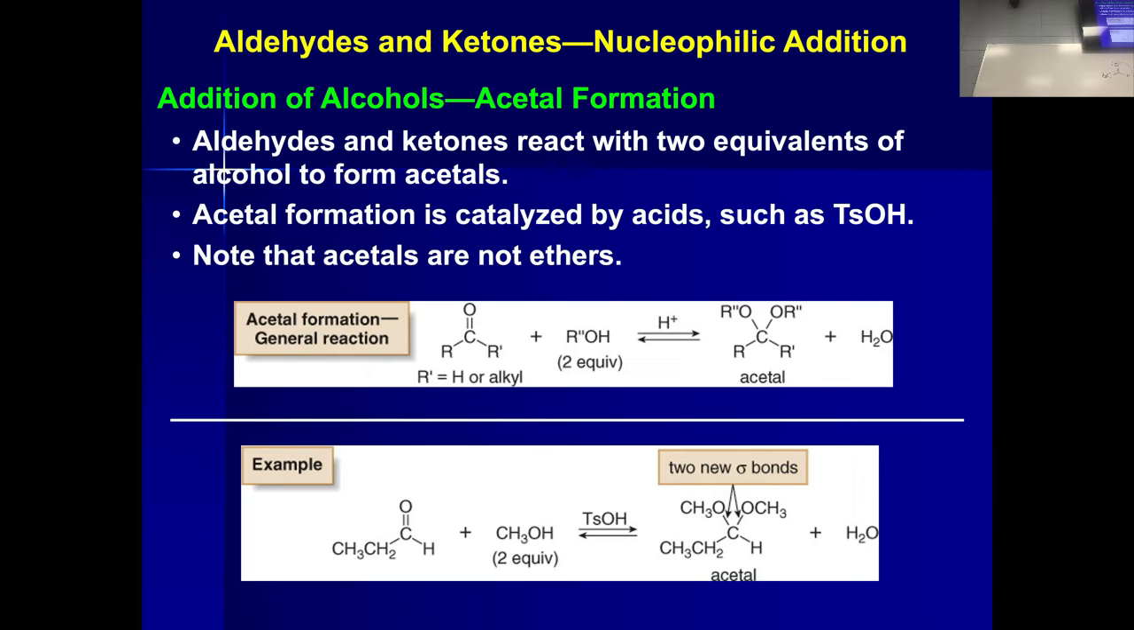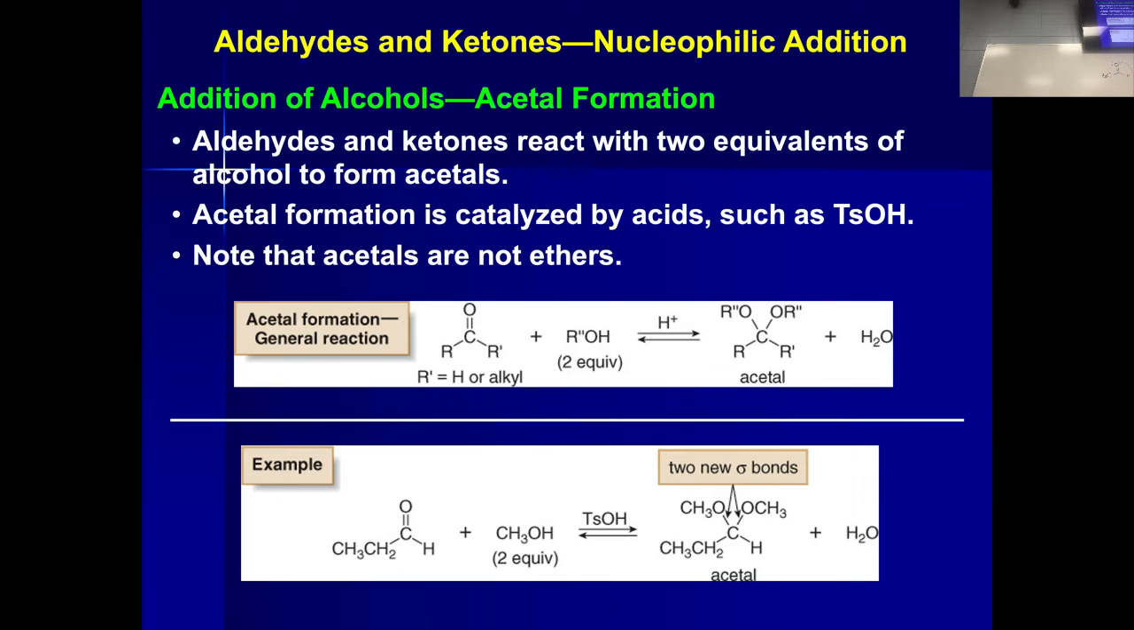And so I can take an aldehyde or a ketone, and I can react it with two molar equivalents of some type of alcohol in the presence of an acid catalyst, and I can make what's called an acetal. Okay? And this is, again, perfectly reversible. But what do you notice about this reaction that's different from the hydrate formation?